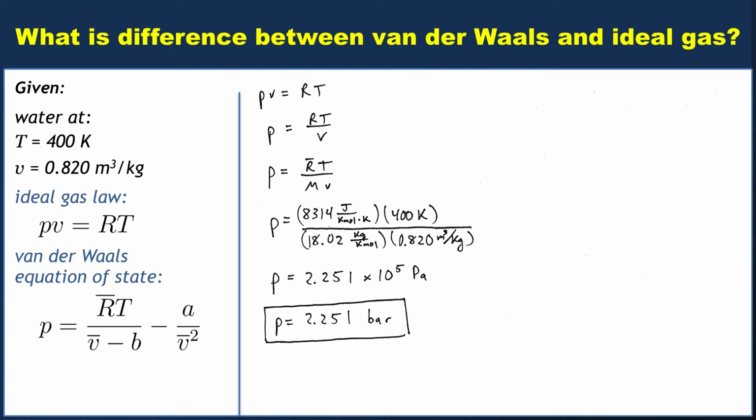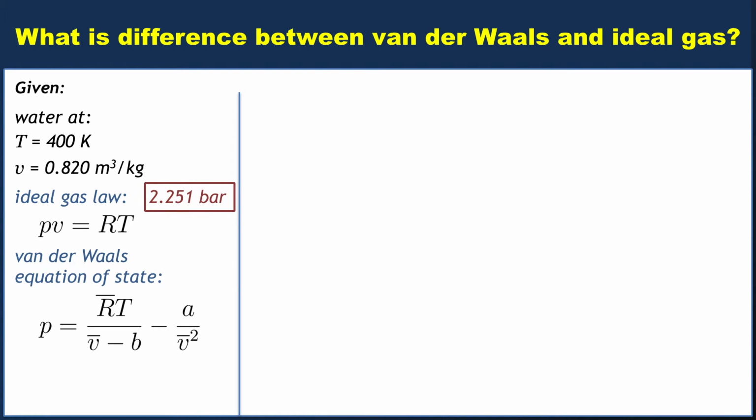I'm going to assume that we have four significant digits so that we can compare with some accuracy between van der Waals and ideal gas equations of state. Okay, so we'll write 2.251 bar up near the ideal gas law to remember that was our result, and erase all this. Now we're going to use the van der Waals equation of state. Okay, so it looks like that.